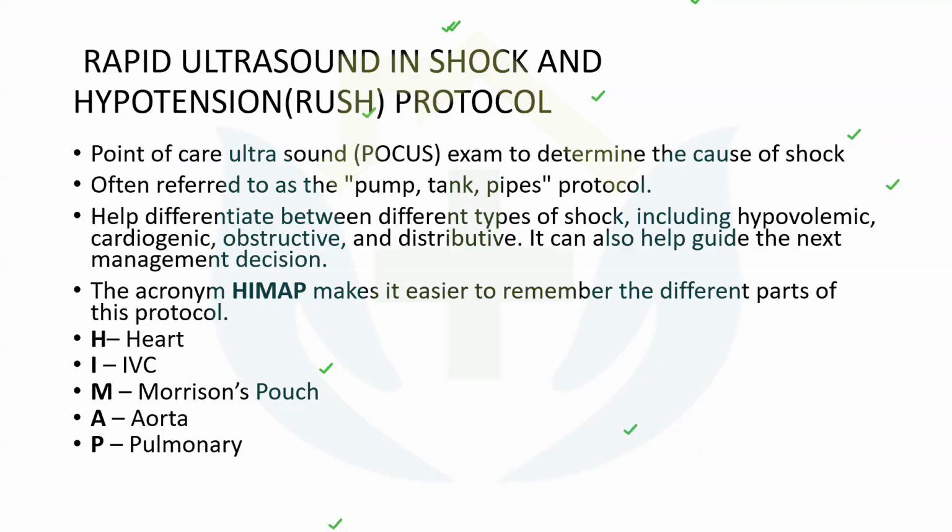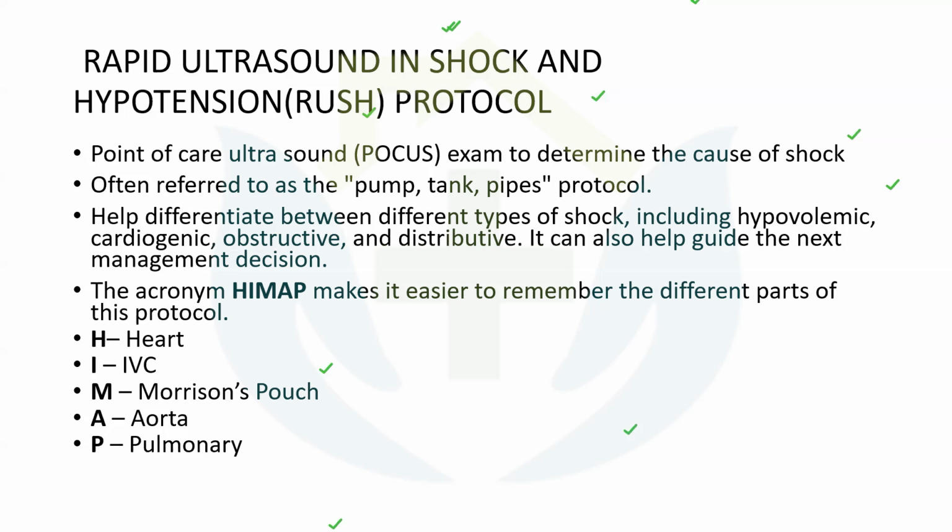Another thing, from an exam point of view, very much important: rapid ultrasound in shock and hypotension protocol, the RUSH protocol. We should know how to do this exam. It is point of care ultrasound, a focused exam to determine the cause of shock, also referred to as the pump, tank and pipe protocol. It helps differentiate between different types of shock, including hypovolemic, cardiogenic, obstructive and distributive.